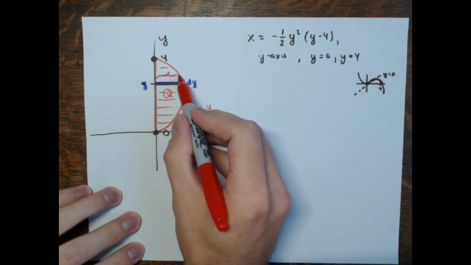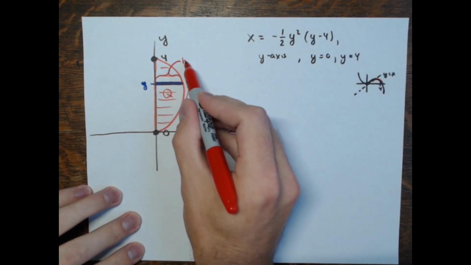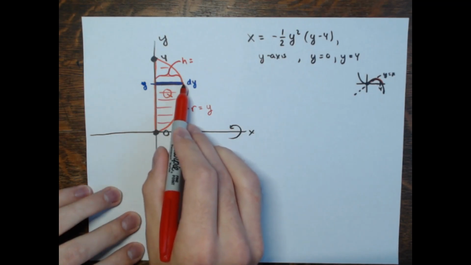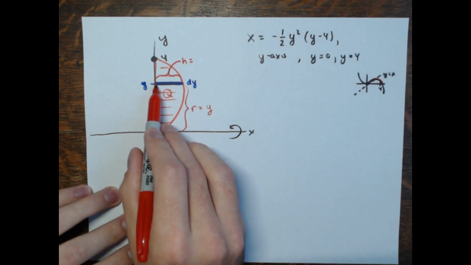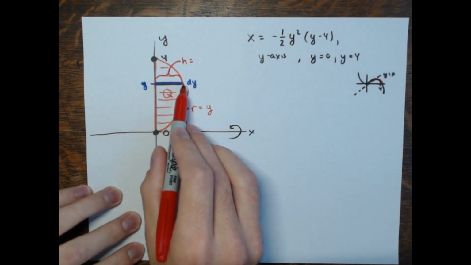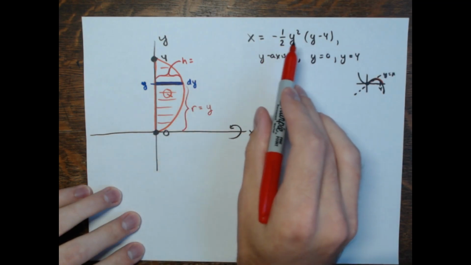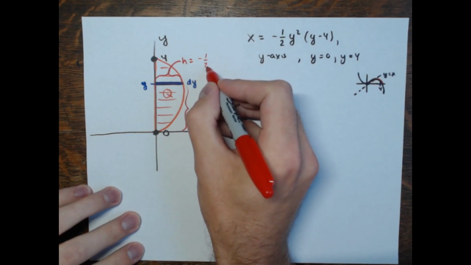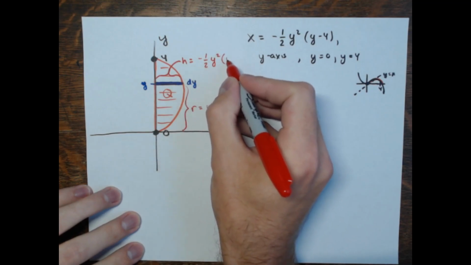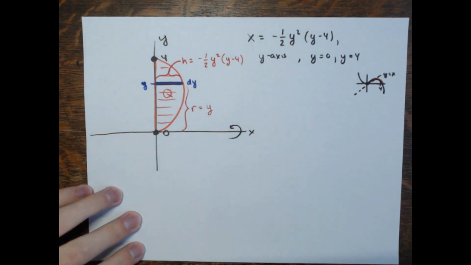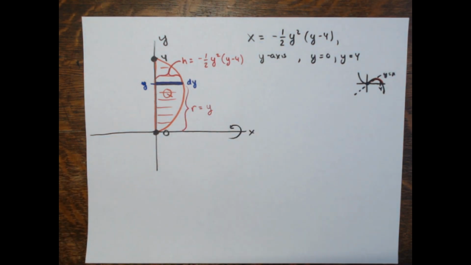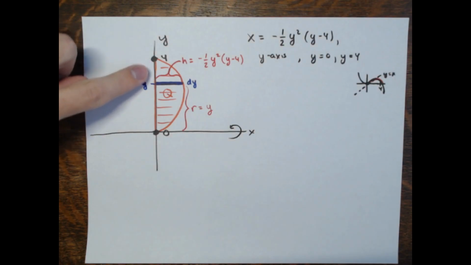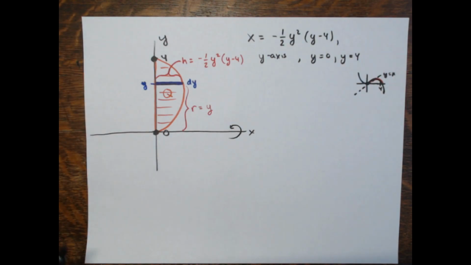And then the height of it is just the length of the rectangle, which again is the x coordinate to the right curve minus the x coordinate to the left curve, which is just 0. So it's just the x coordinate of the right curve, but in terms of y, that's this thing. So yeah, negative half y squared times y minus 4, right, for the height. And we'd be doing this for every y value, from 0 to 4.